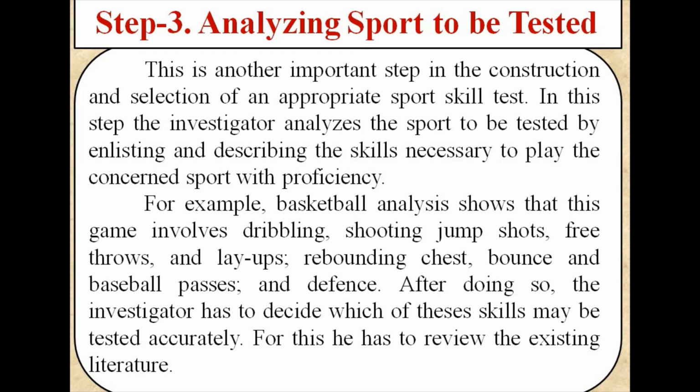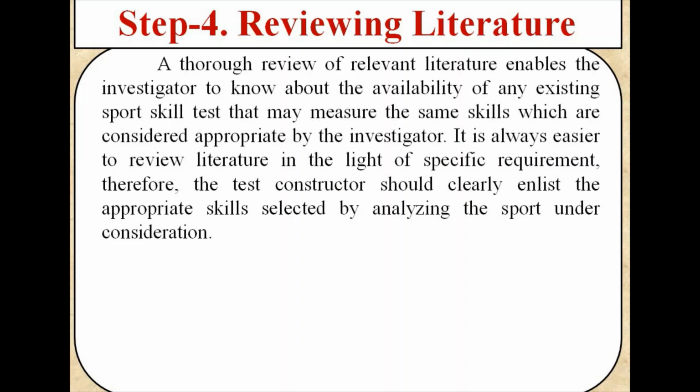After doing so, the investigator has to decide which of these skills may be tested accurately. For this he has to review the existing literature. Step 4. Reviewing literature. A thorough review of relevant literature enables the investigator to know about the availability of any existing sport skill test that may measure the same skills which are considered appropriate by the investigator.